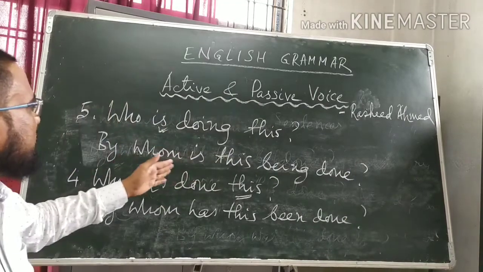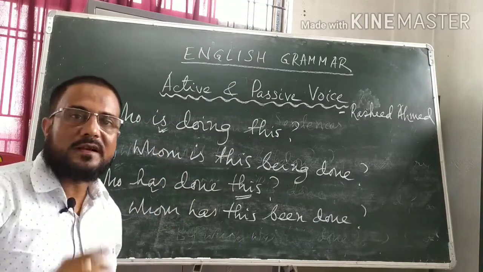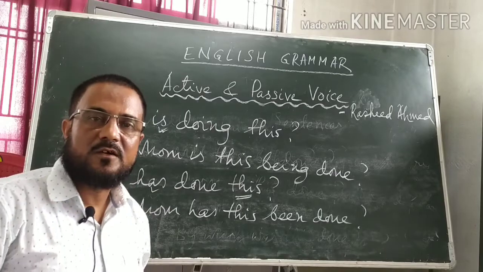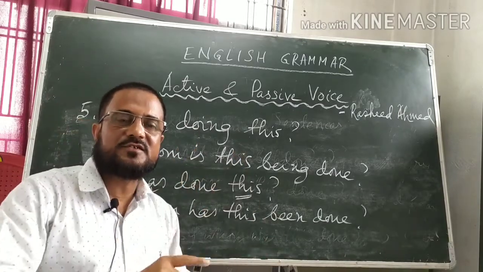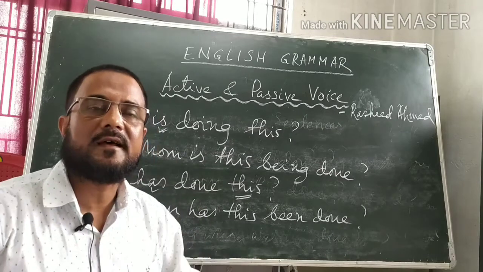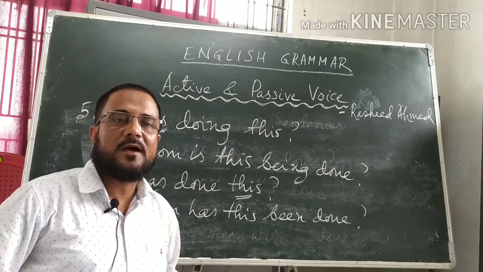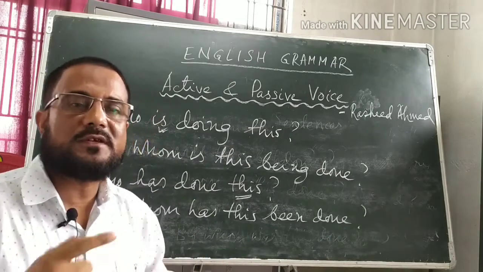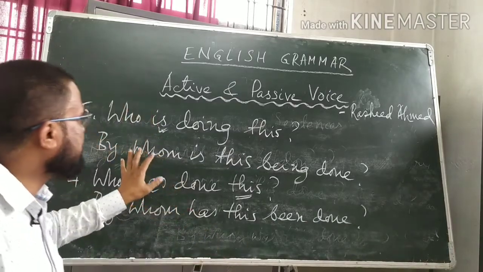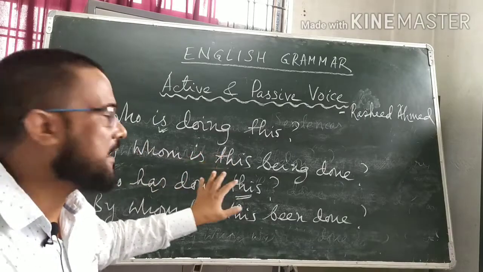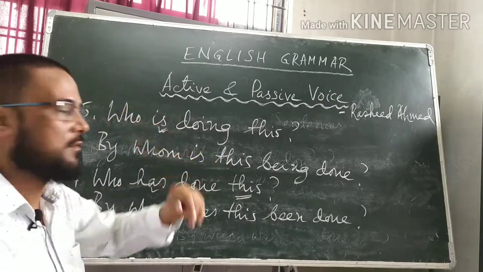Who does this? By whom is this done? Who is doing this? By whom is this being done? Who has done this? By whom has this been done? Who did this? By whom was this done? Who will do this? By whom will this be done? So this is how you will change the voice of a WH question if the WH word is who.